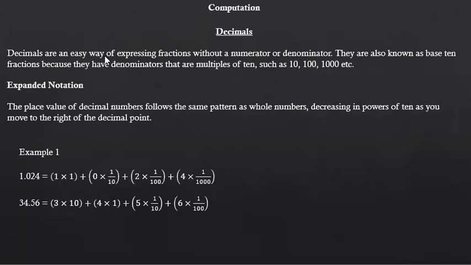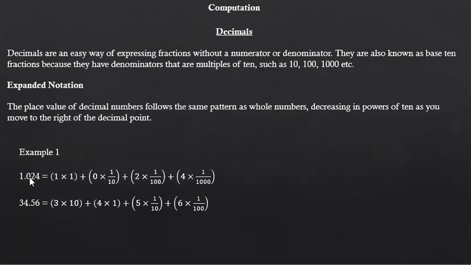Now, decimals are an easy way of expressing fractions without a numerator or denominator. They are also known as base 10 fractions because they have denominators that are multiples of 10, such as tens, hundreds, thousands, etc. In expanded notation, the place value of decimal numbers follows the same patterns as whole numbers, but it decreases in powers of 10 as you move to the right of the decimal point.